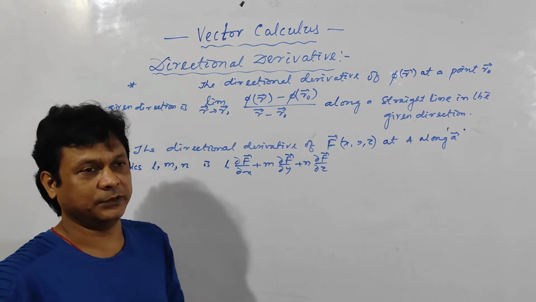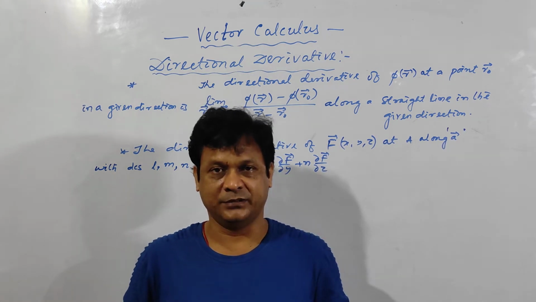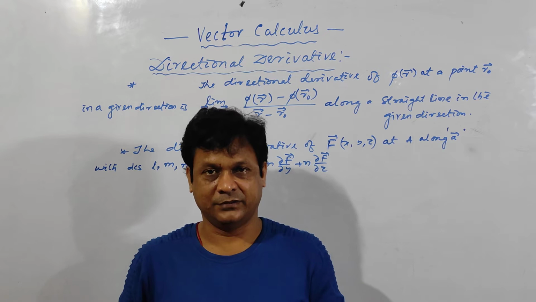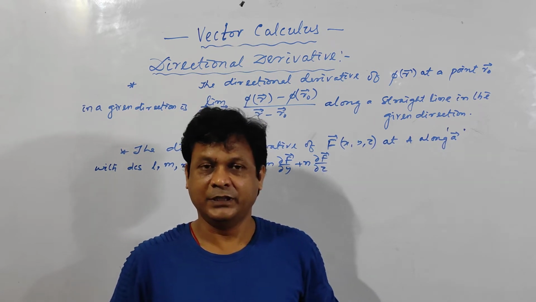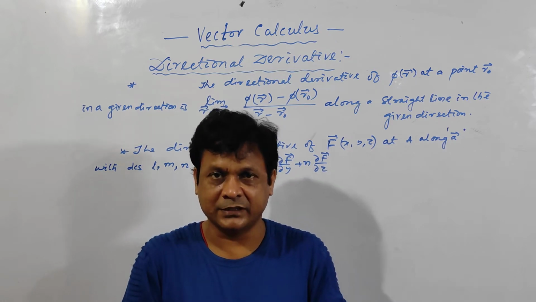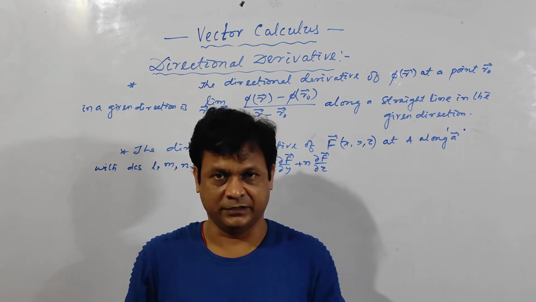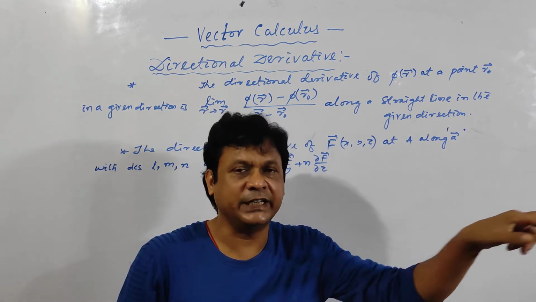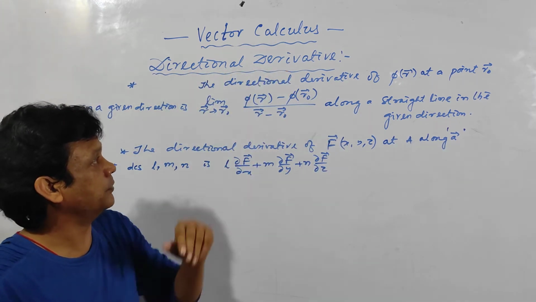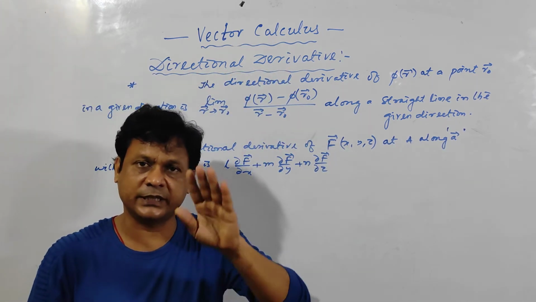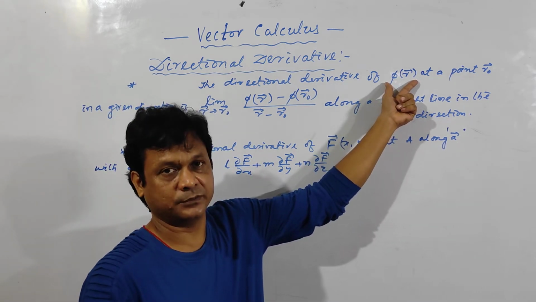See here, the directional derivative. What is the meaning of directional derivative? Derivative in a particular direction. And what is the meaning of derivative? Rate of change. Rate of change in a particular direction. Clear? Directional derivative means rate of change of anything, and in a particular direction you should express. So it is named as directional derivative. Here phi of r vector is a scalar point function.